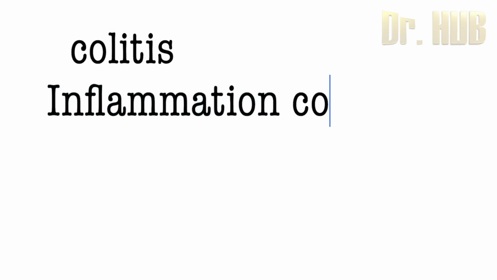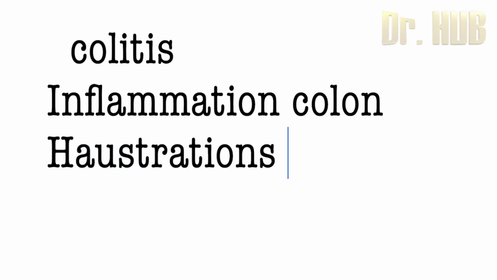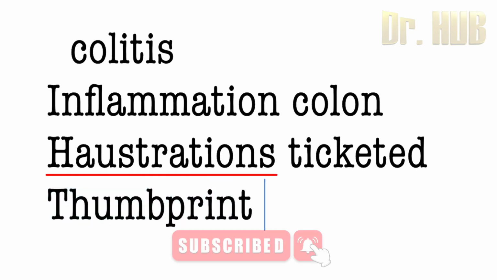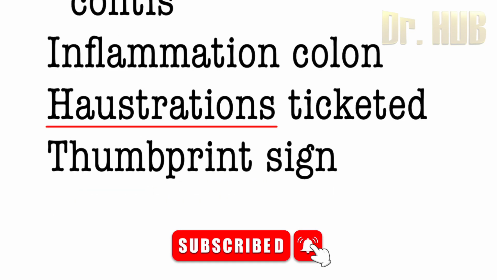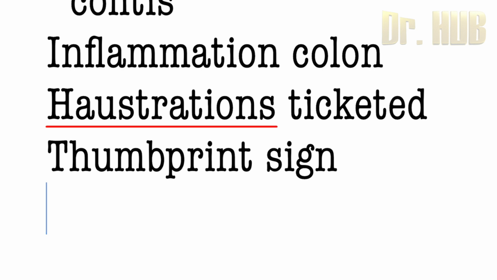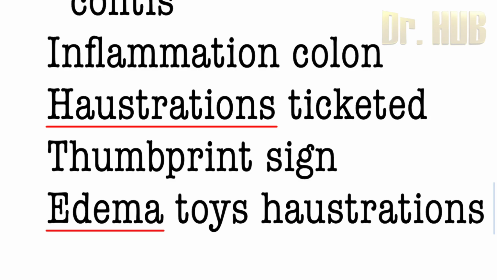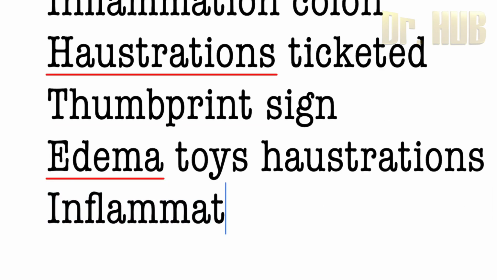Let's look at colitis. Colitis, as the name suggests, involves inflammation of the colon. There is also the presence of haustrations. The haustrations are thickened and project inside the radiograph, which is known as the thumbprint sign. The thumbprint sign indicates thickened, edematous haustra, and this is basically due to the inflammation.